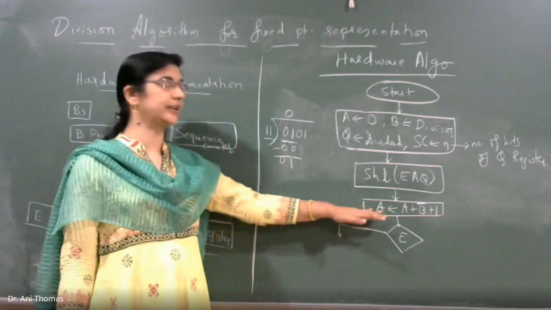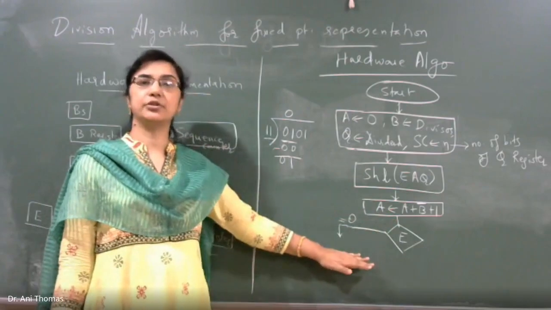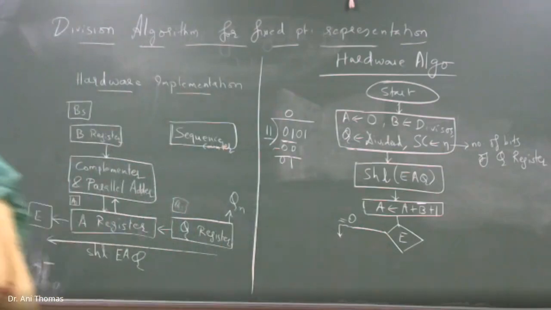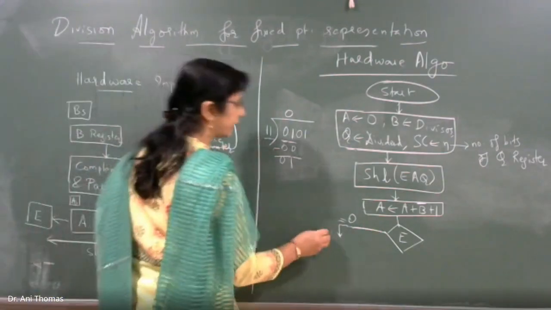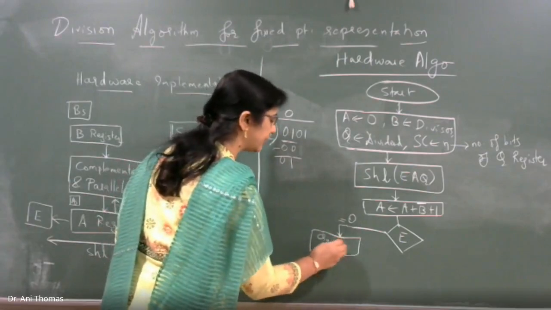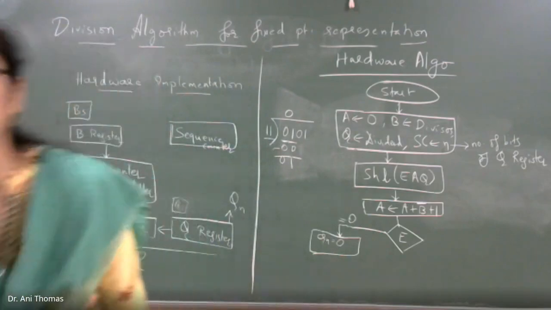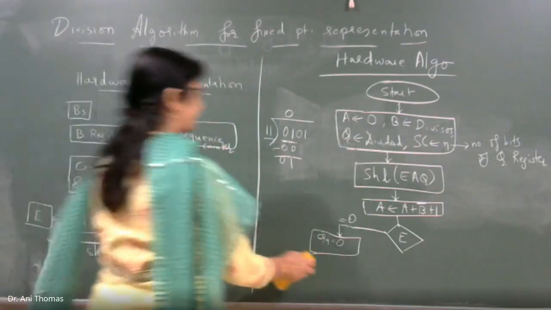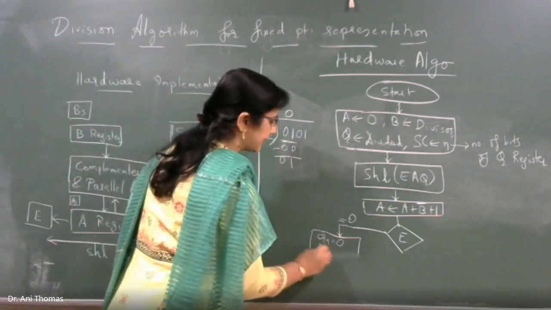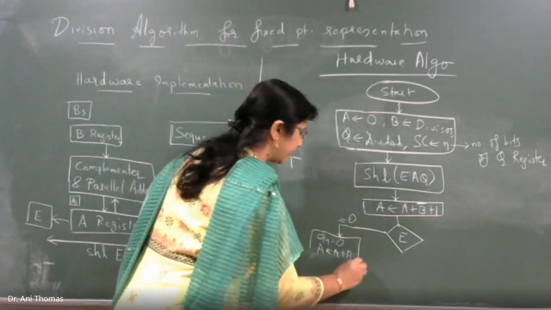Because we have already done the subtraction for all of them. If we had not done the subtraction, and E is equal to 0, we would have left it as it is. But we have done the subtraction. So if E is 0, what we will do is write Qn is equal to 0. And one more thing we write, that is A plus B.